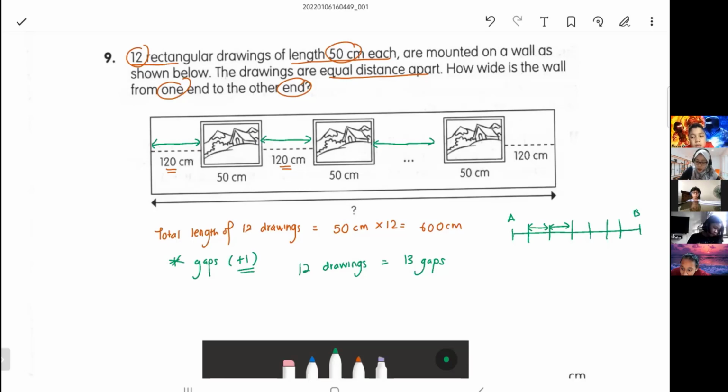Because if you look at this one, it is mounted from the end to the end. So there will be end. The gap starts at the end already, at the start to the end. If they start this way and then they stop this way, then the gaps is shorter. Can you understand what I'm trying to say? Because they start not at the end of the wall. They start in the middle of the wall.